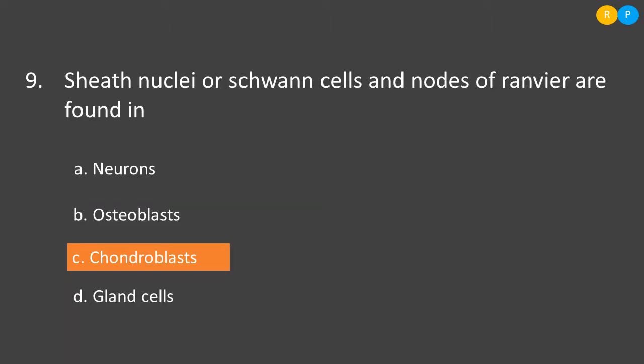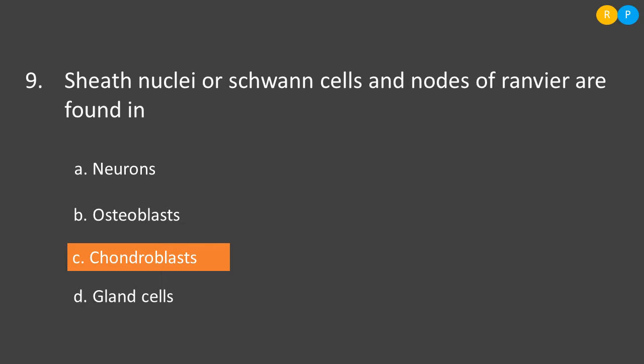Then the ninth question: sheath nuclei or Schwann cells and nodes of Ranvier are found in. Schwann cells are found on the surface of the axon. The axon is a part of the neuron. The myelinated sheath covers the axon of most of the nerve cells. This sheath is formed by Schwann cells. Nodes of Ranvier: the depression areas we can find on the surface of the axon.